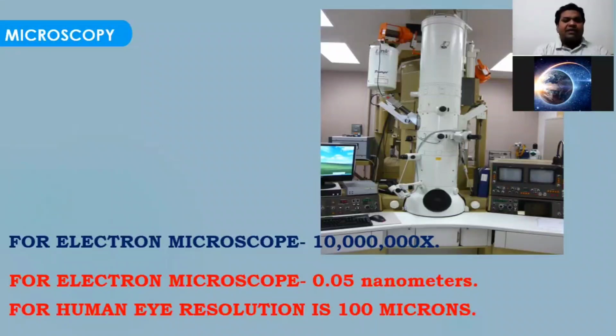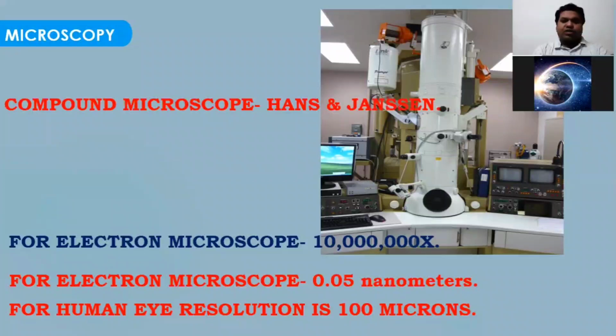For the human eye, resolution is 100 micron. It means the human eye without any aid can differentiate two points which are at a gap of 100 micron. Remember, this is only applicable for a healthy human eye.